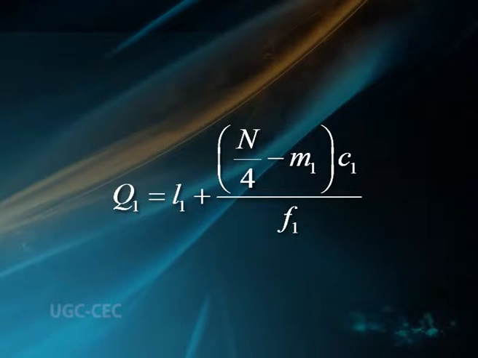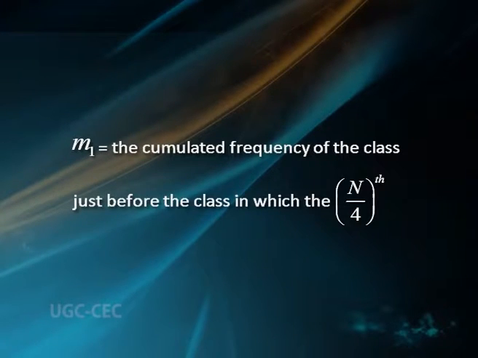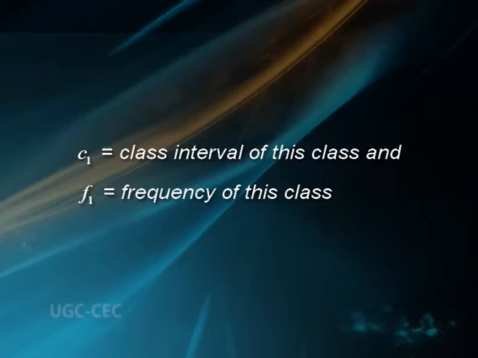For the observations given in the form of a frequency table, Q1 and Q3 can be found in a similar way of approximating the median. The expression for Q1 is Q1 equals L1 plus (N by 4 minus M1) into C1 by F1, where L1 is the lower bound of the class in which the N by 4th observation is coming, capital N is the total frequency, M1 is the cumulated frequency of the class just before the class in which the N by 4th observation is coming, C1 is the class interval of this class and F1 is the frequency of this class.